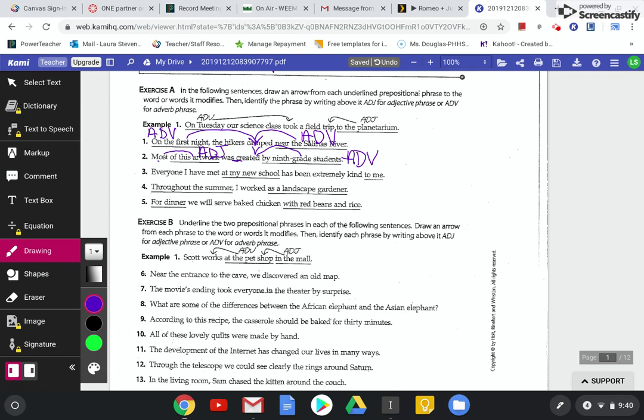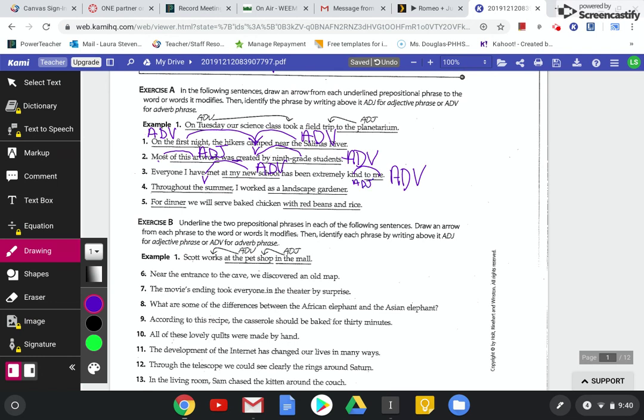Okay, look at this one. This one is showing at my new school. What did I do at my new school? I have met them. Have met is a verb, so this one's an adverb phrase. To me, how have they been to me? They have been kind. Kind is an adjective, right? So this one, be careful. This was an adverb phrase.